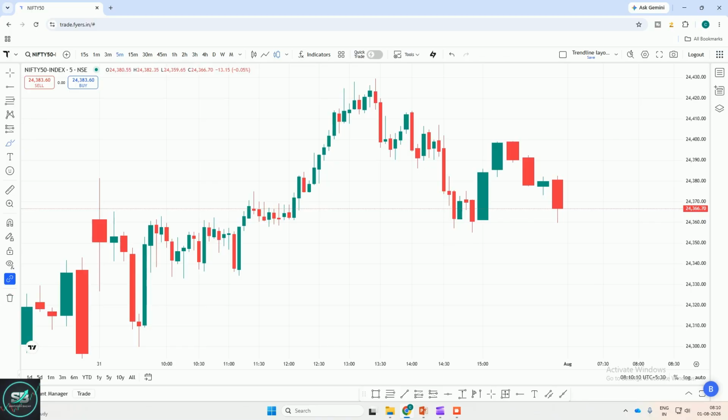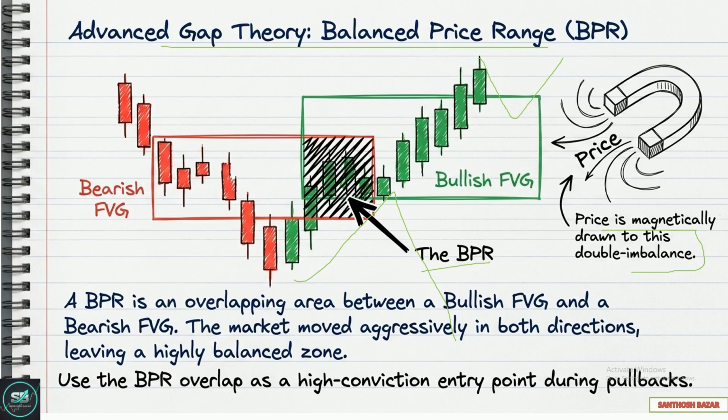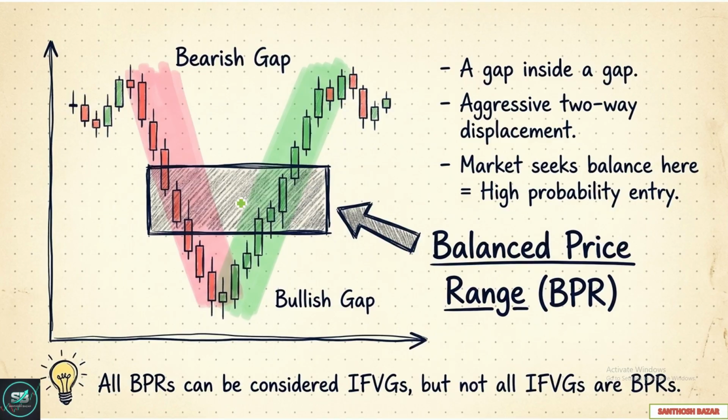Okay, so now we have discussed the concept of BPR as well. This is what the BPR is all about, the bearish and bullish. When price comes here, price is going to bounce from this zone. So again, all BPRs can be considered as inversion fair value gaps, but not all inversion fair value gaps are BPRs. What is this? We are going to discuss now.